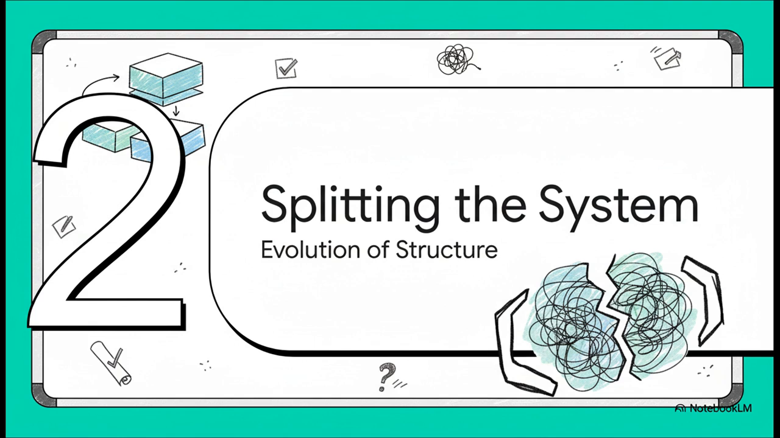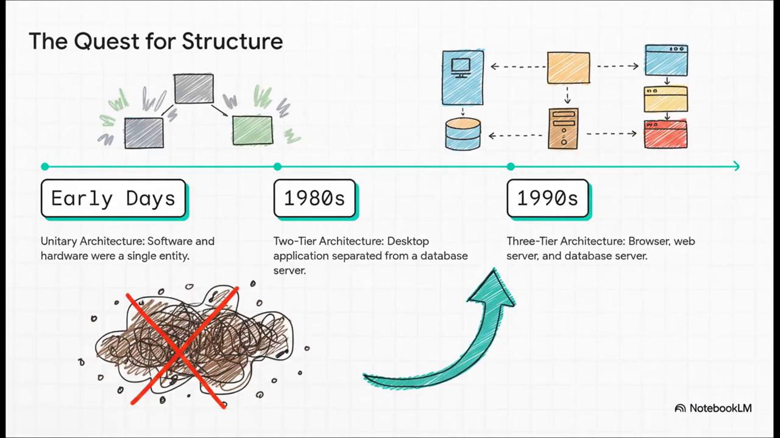So let's trace that evolution and see how we learned to split the system up into more manageable pieces. In the super early days of computing, the software and the hardware were pretty much one single thing, a unitary architecture. But as technology got more advanced, this powerful idea started to emerge. What if we split the system into distinct parts? And that idea led to the two-tier architectures of the 80s and then the three-tier architectures of the 90s.